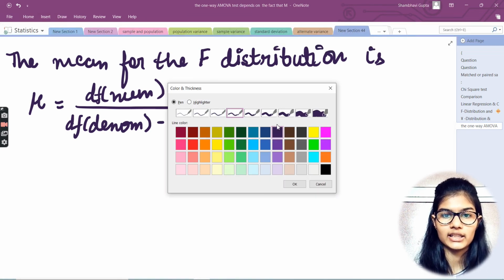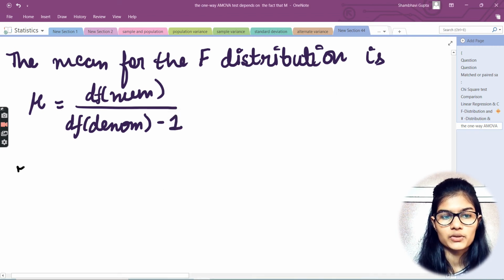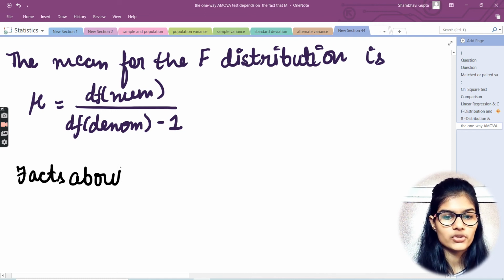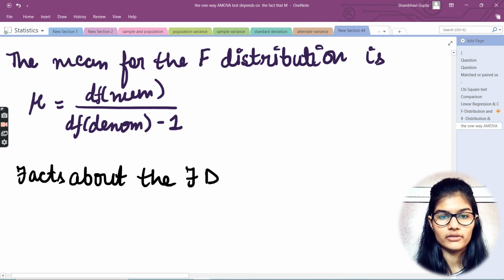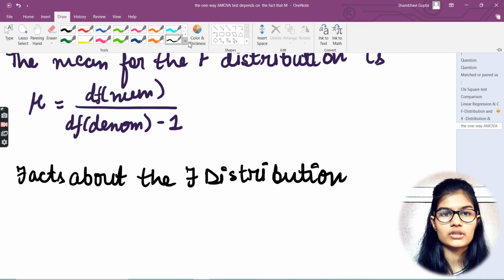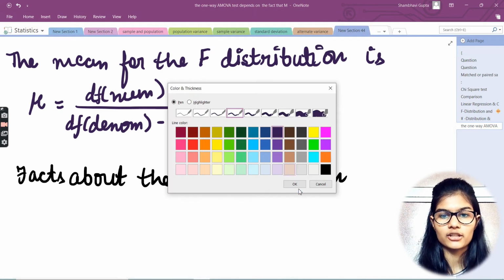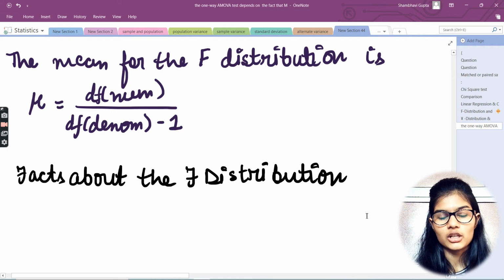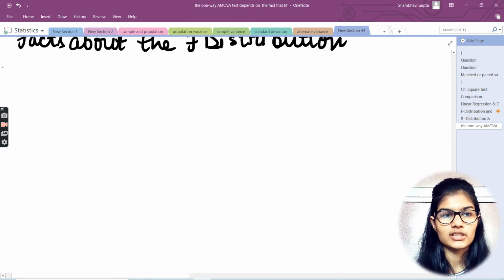Now next, what are the facts regarding the F distribution? So I'll put on the heading again here: facts about the F distribution. Fine. So I'm going to take out one of the colors again so that I could proceed with the writing. Great. So now we will be discussing some facts about the F distribution.